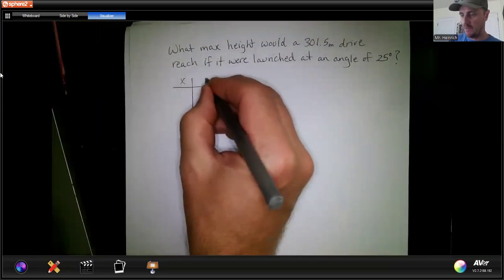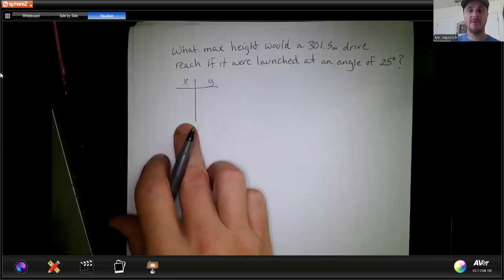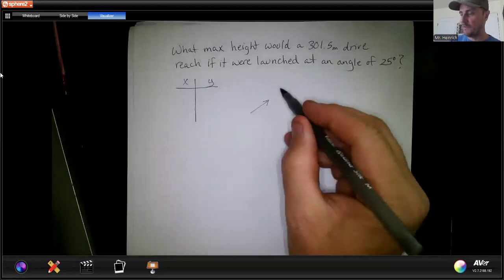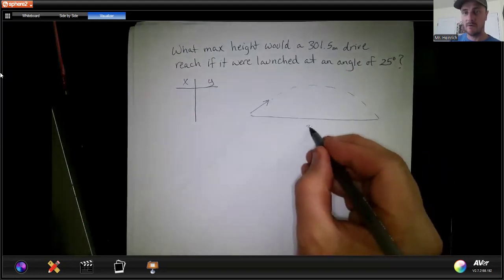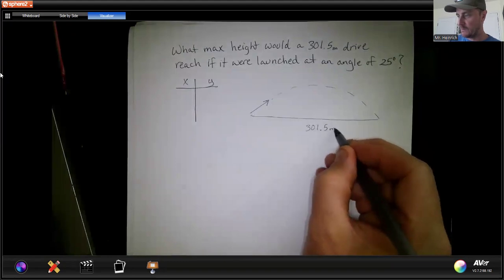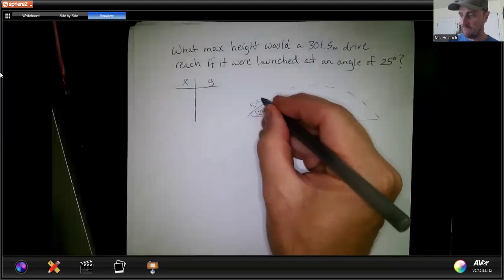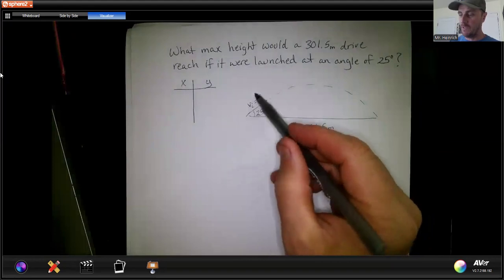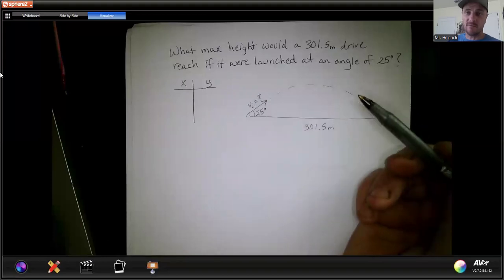If you are joining me and you're not in my class, the first thing I tell students to do with projectile motion problems is to set up their given information in the X and Y axis. Now we know this is a golf ball that's being driven a really great distance, 301.5 meters at 25 degrees, so it's going off the tee at a very fast rate. But we don't know the velocity, which is why this is a difficult problem. Normally, we have this information and we don't. So we're going to need to use a system of equations.